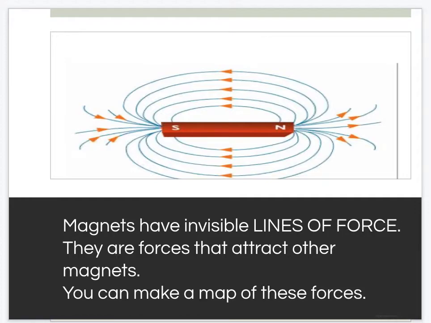Magnets have invisible lines of force. They are forces that attract other magnets. You can make a map of these forces. So if we were in school right now, I would take a magnet and I would drop it in the middle of a pile of iron filings, which are just little tiny pieces of iron. They look like little pieces of dirt almost. And you would actually see the iron filings make these lines of force. They would look pretty similar to what you see in this picture.